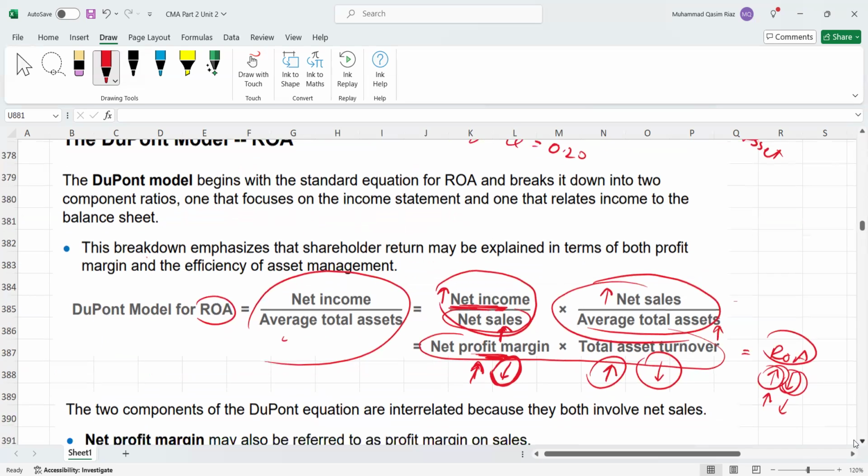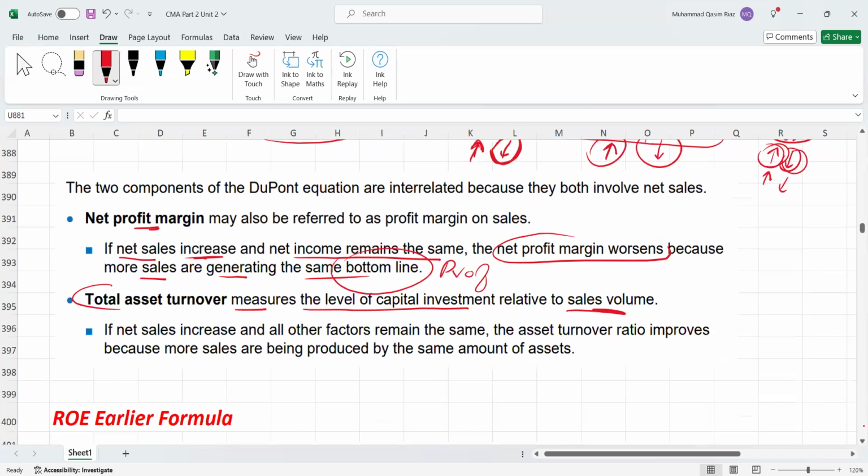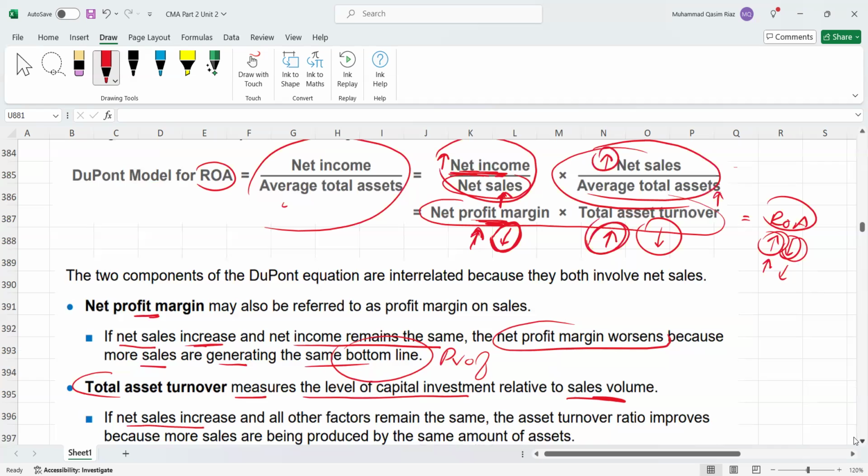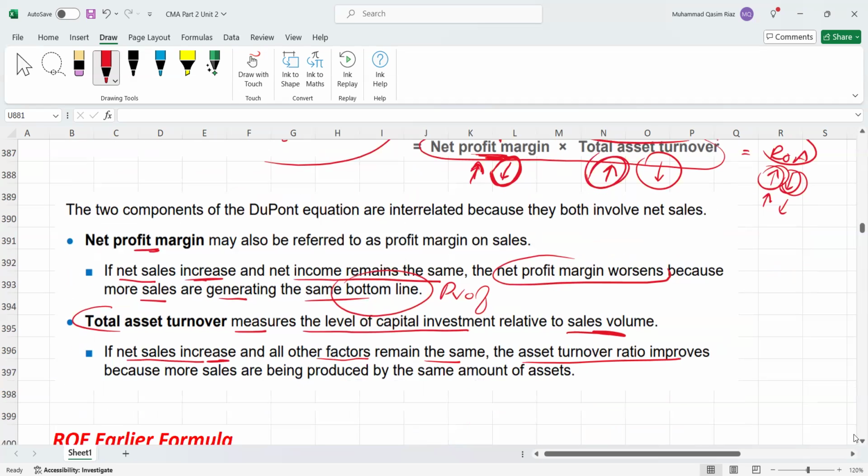Obviously, guys, what they're trying to tell you is that if net sales increase, net sales is the numerator, so if the numerator increases, it will increase your asset turnover ratio, which will increase your return on asset also. If net sales increase and all other factors remain the same, the asset turnover ratio improves. Why does it improve? Because of the increase in the numerator, since more sales are being produced by the same amount of asset.